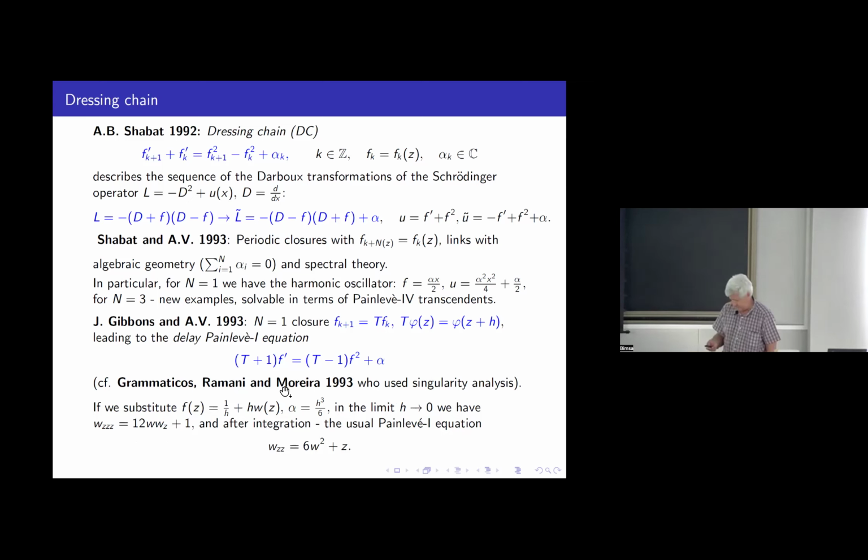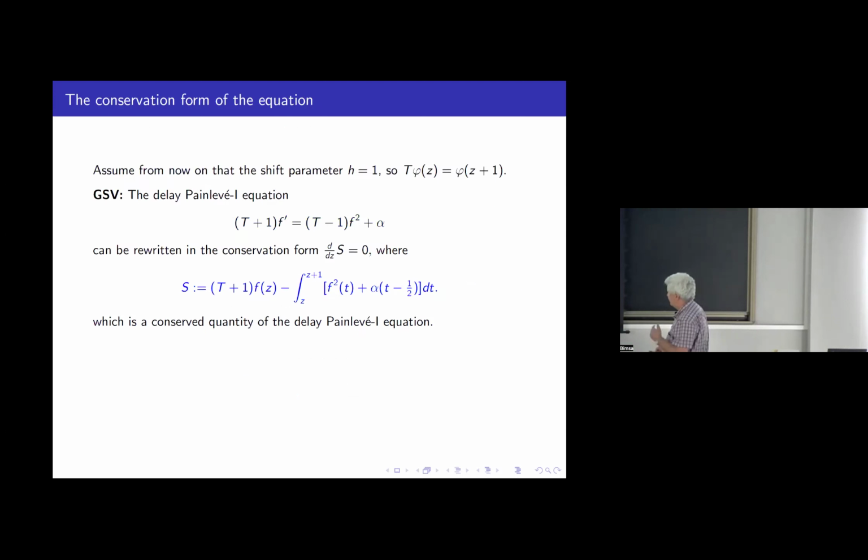It does not necessarily help much because the limit, as you see, is quite tricky, which is often the case, right? But anyway, this is the name. So the delay Painleve equation is this equation which comes as a periodic closure of the dressing chain, and our motivation was initially potential application in spectral theory, and it didn't happen.